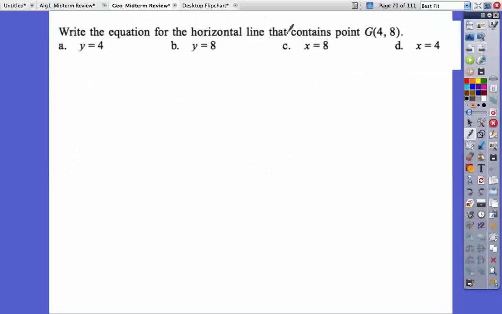Write the equation for the horizontal line that passes through 4, 8. First, you have to know a horizontal line is of the form y equals a number. So you can get rid of C and D. And in this case, y is equal to 8. So B is my correct answer.